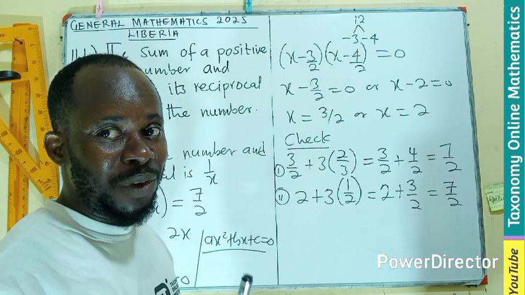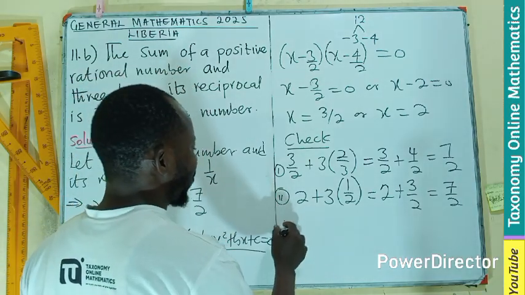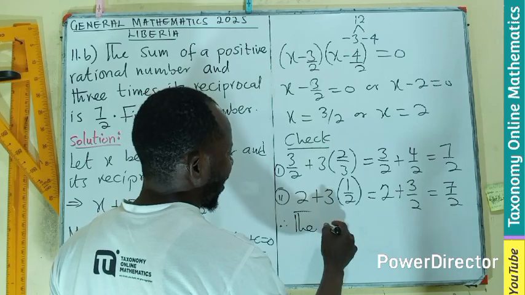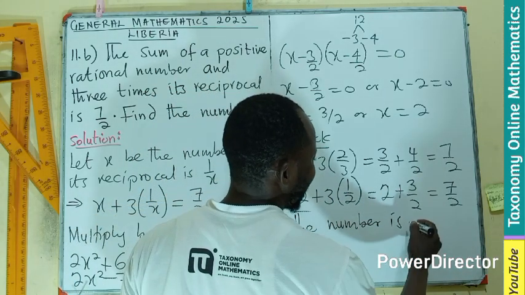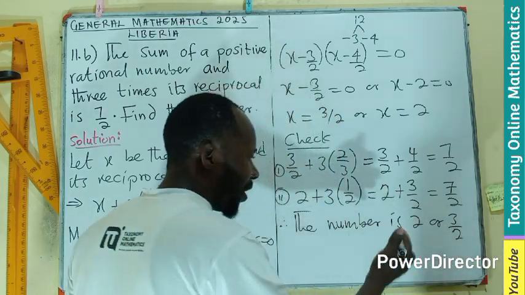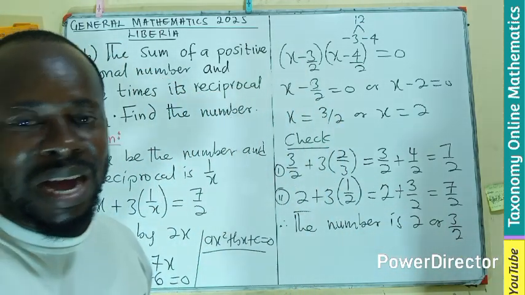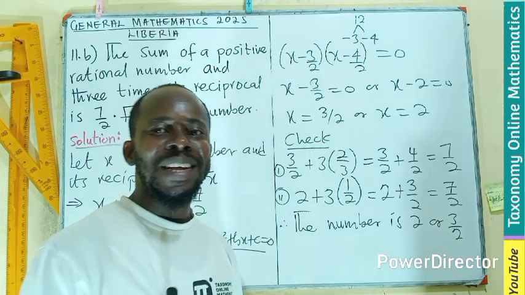Maybe you can find a way by which we can eliminate one. So we can say that, therefore, the number is 2 or 3 on 2. Maybe if I use "or", that will presume that I have one number. If I say the numbers are, then I think I can use the two of them.